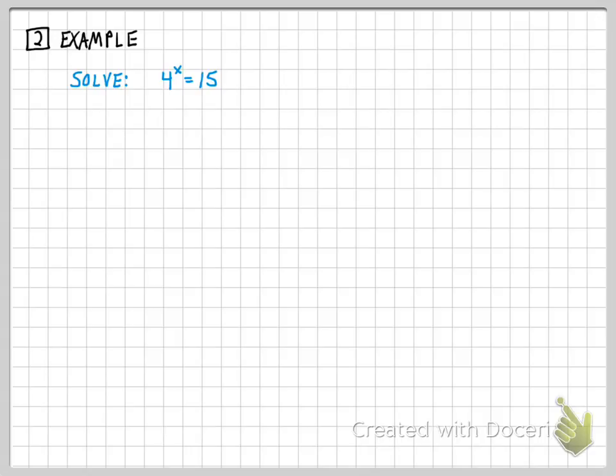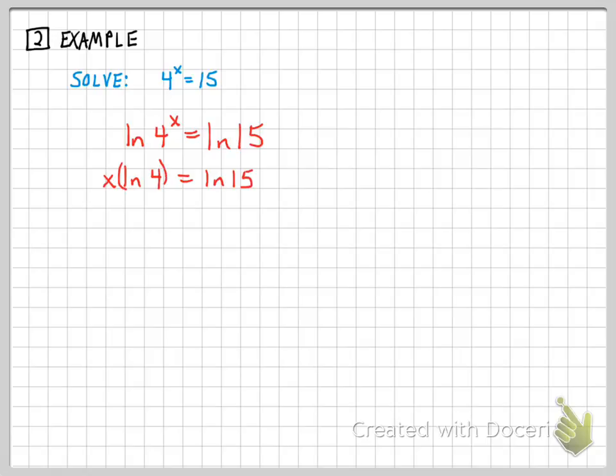The next step is to take the log of both sides of the equation. I'm going to use natural log for this example, but it turns out that you can use any log you want, and it doesn't matter, it'll always work. So we'll use natural log and see what happens. You do want to use the same log on both sides. Alright, in simplifying this expression, I want to remember that that exponent x can be moved out in front, so this can be rewritten as x times log 4 equals log 15.